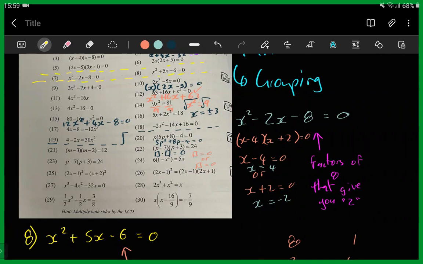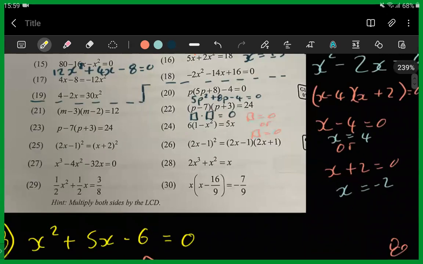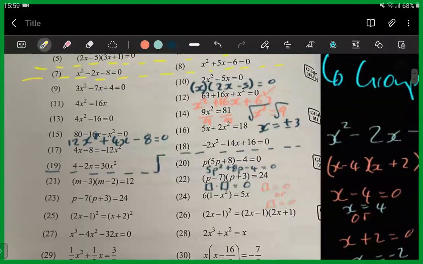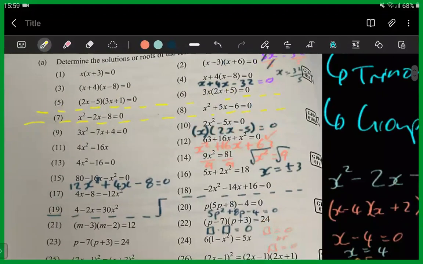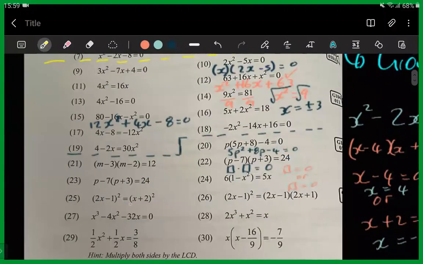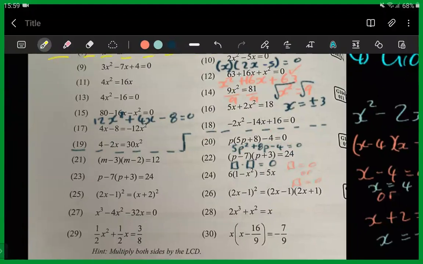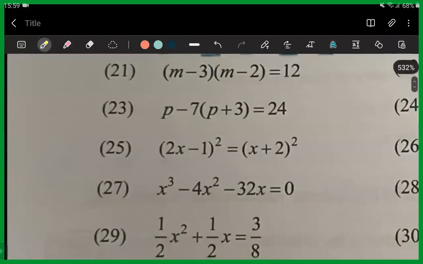Okay, the others, something like 23, is exactly the same as something like question 4. The only thing is you would need to, as we said, put everything on one side. And then same as 24, multiply in the brackets, put everything on one side. Something like 25.